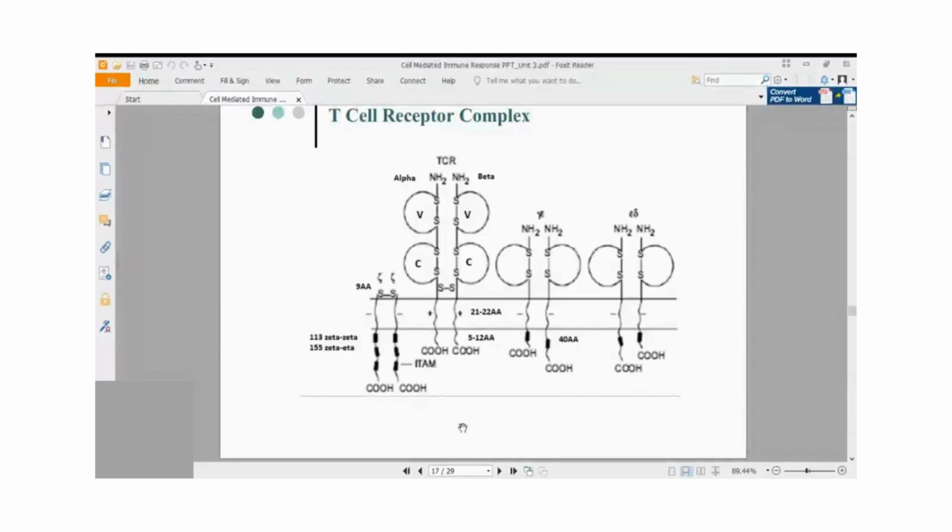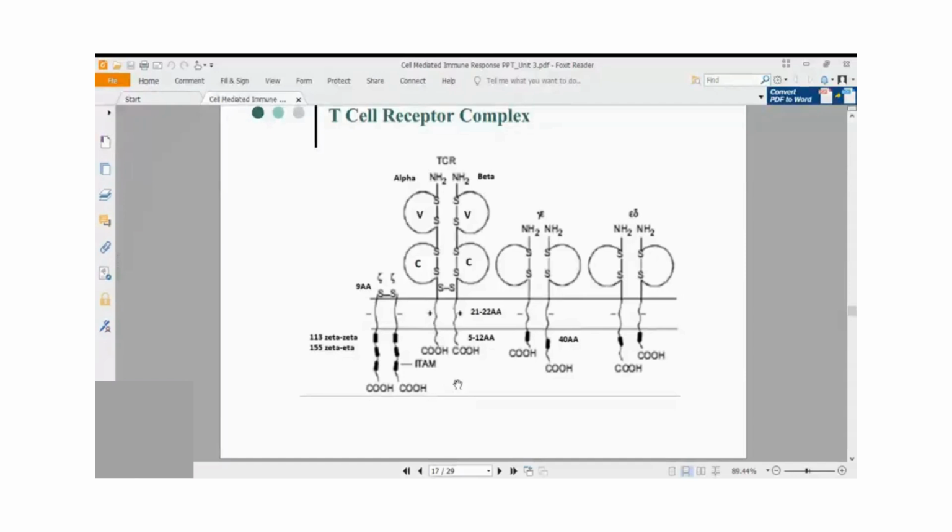Today, we will discuss the T cell receptor and T cell receptor complex and the importance of these receptors for the T cell activation and the importance of these receptors for the T cell maturation process. Okay, first I will consider the T cell receptor.